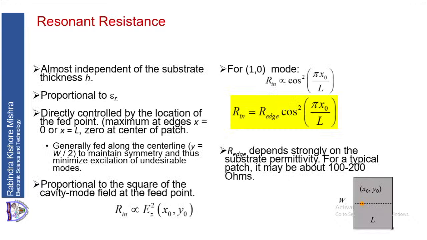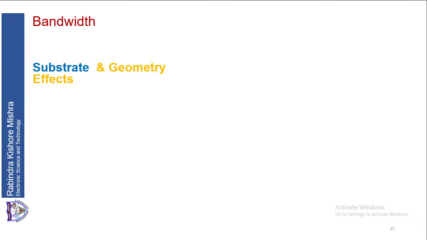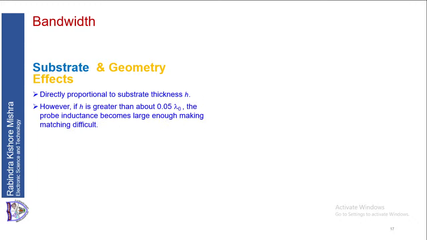Now let us come to the bandwidth. Bandwidth of the antenna is affected mostly by substrate and geometry. Their effect is more on the bandwidth. It is directly proportional to substrate thickness. If H is very high, say more than 0.05 lambda 0, then the probe inductance becomes large because you are going to feed it using a probe. So the probe inductance will be large. That will make matching difficult, so antenna feeding will be difficult.